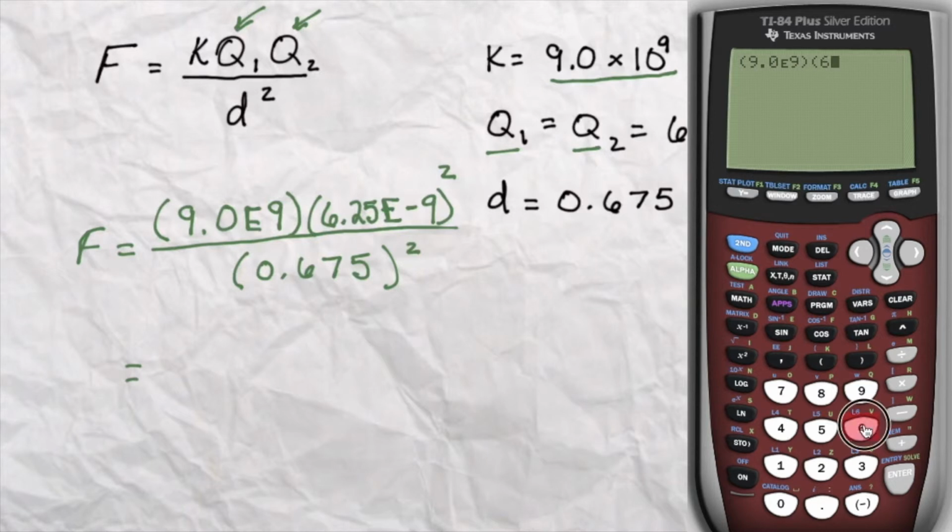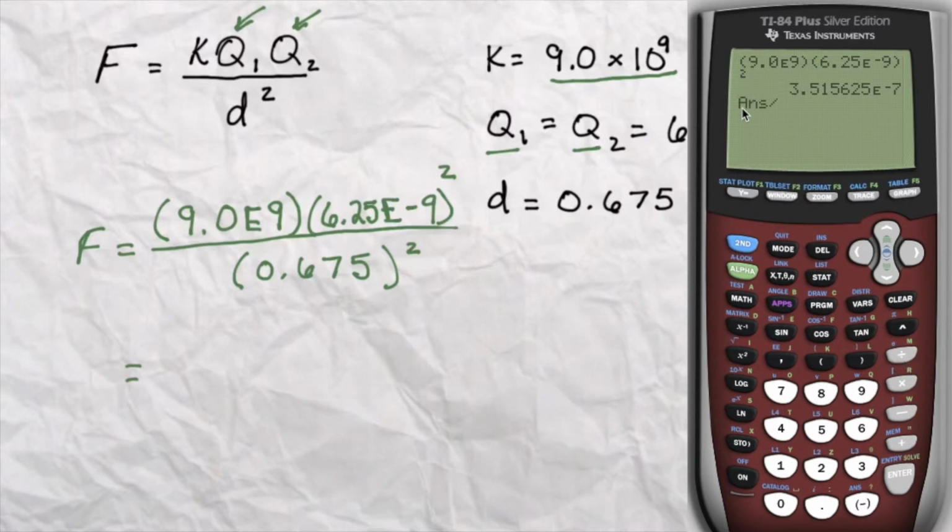Here comes the next part of our numerator. Parenthesis 6.25 second E to the negative 9th. Make sure you get that negative in there. End parenthesis, and we can hit this button right here to square that. At this point, you want to calculate the numerator because that is one group. So there's the entire numerator, and now we're going to divide that just by hitting the divide sign.